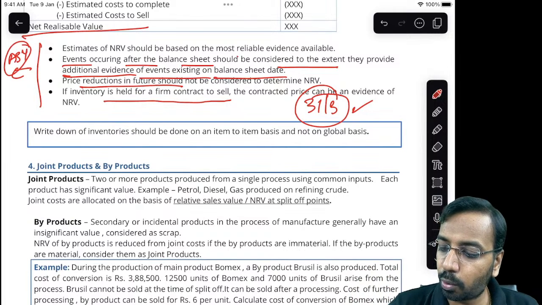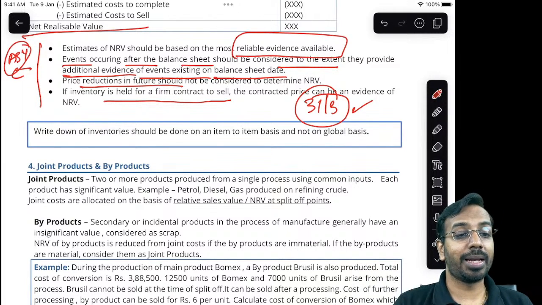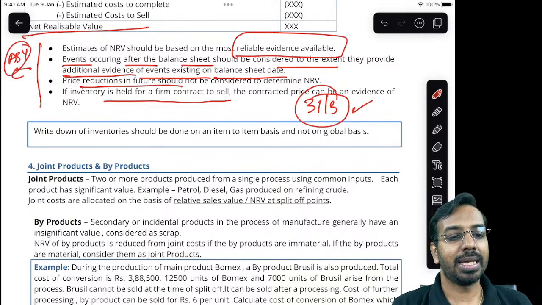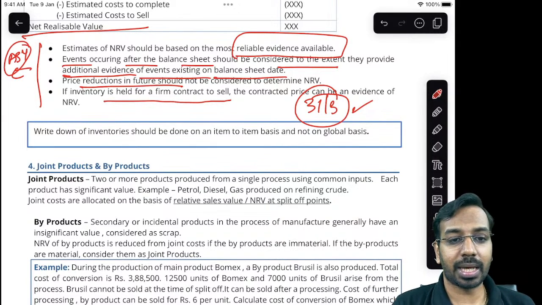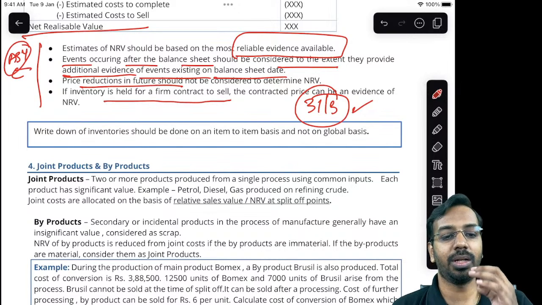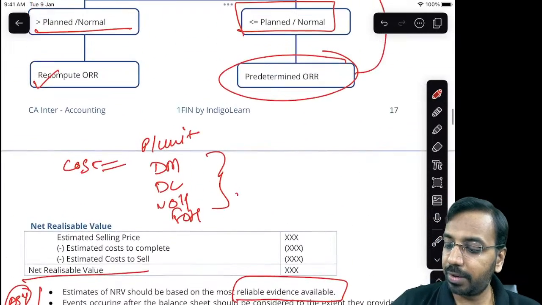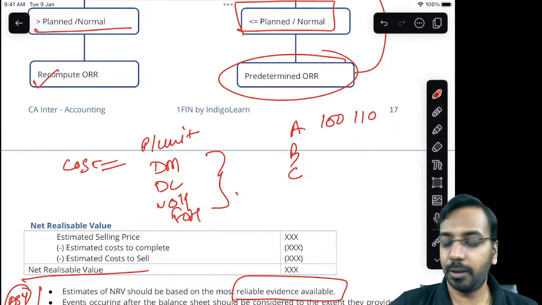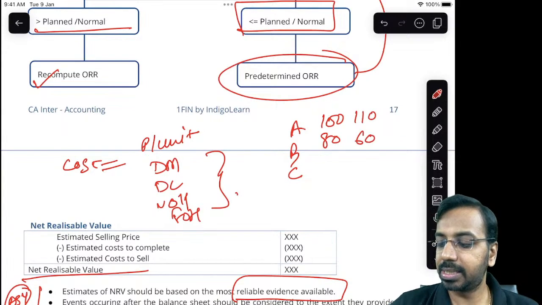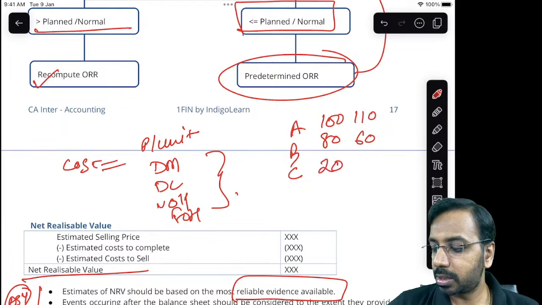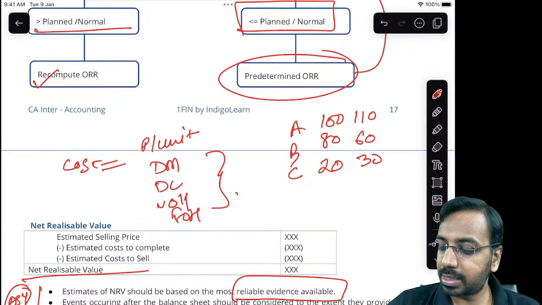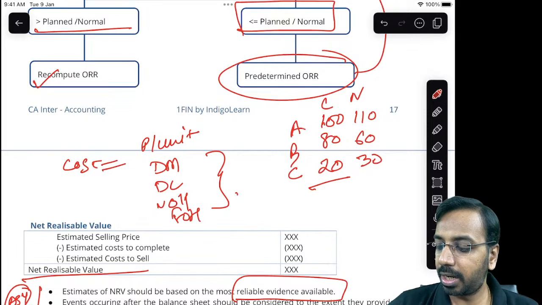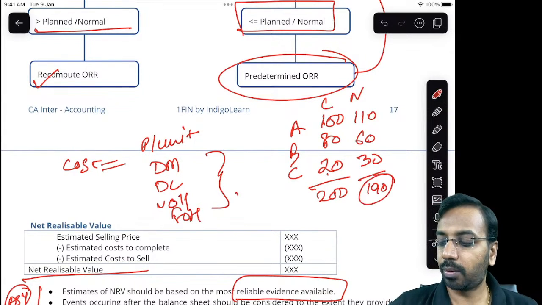Okay. So whatever is the most reliable evidence available as on the balance sheet date, based on that you will calculate the estimated selling price, and based on that you will calculate the net realizable value. And whenever you are comparing inventory, let us say we have 3 inventories, A, B, C: 100 is the cost, 110 is the NRV; 80 is the cost, 60 is the NRV; 20 is the cost, 30 is the NRV. Now you cannot say my total cost is 200 and total NRV is 190, so I'll take 190. This is not allowed.